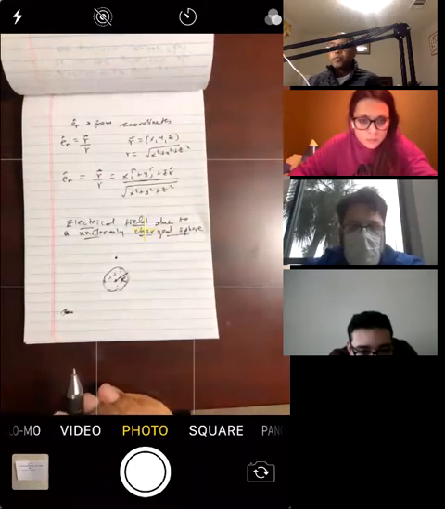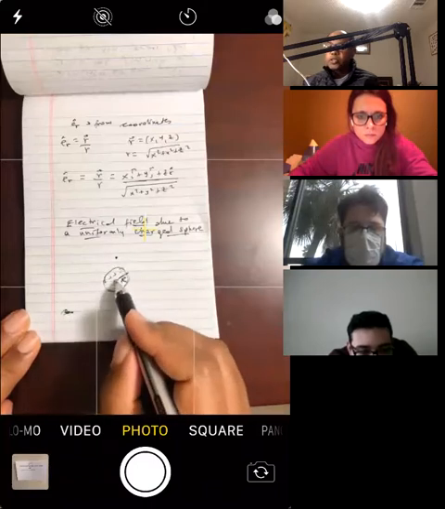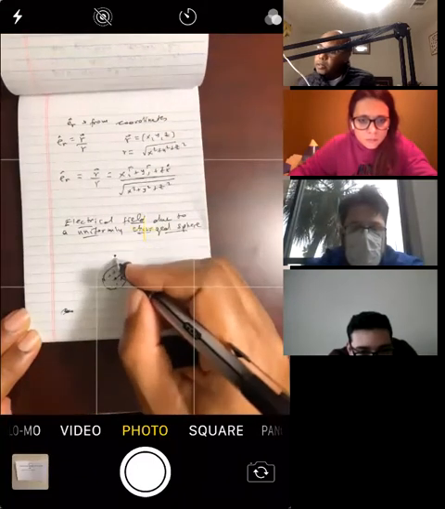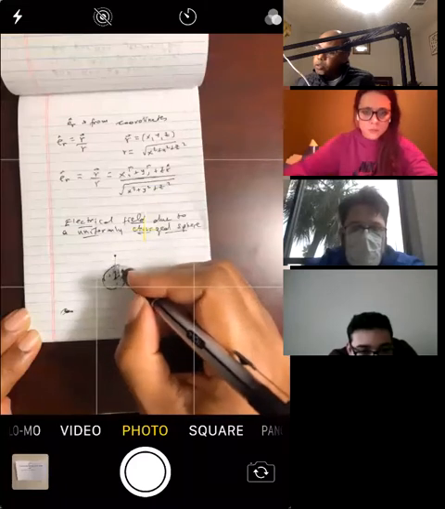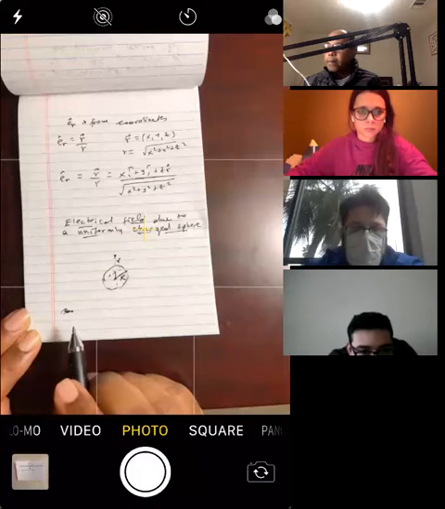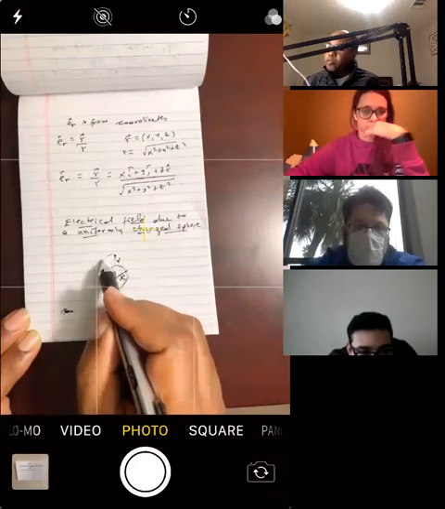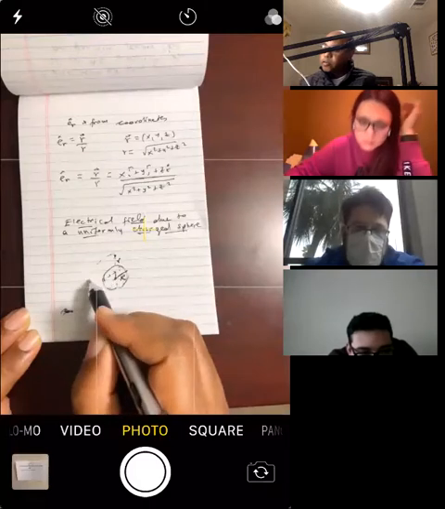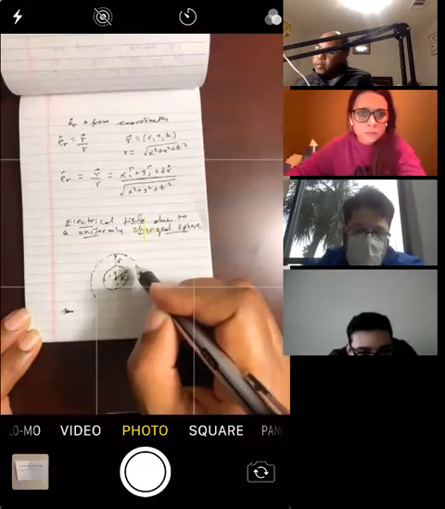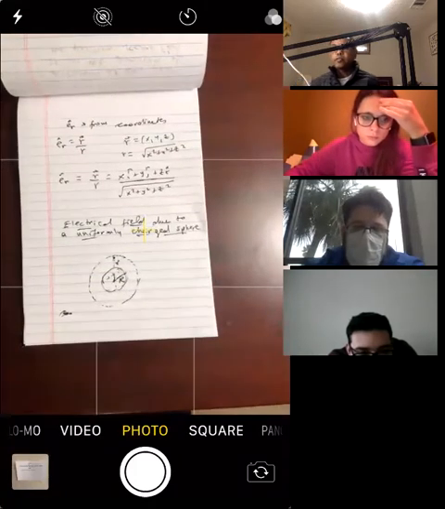Now take advantage of symmetry. I'm going to take my Gaussian surface to be a spherical surface concentric with the sphere. So this is the radius, and this is a point at which I'm trying to calculate the electric field. To take advantage of symmetry, I'm going to take my Gaussian surface to be a spherical surface of radius r. This is going to be my spherical surface.